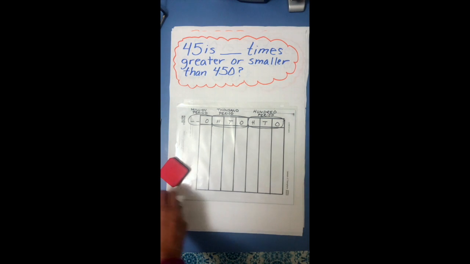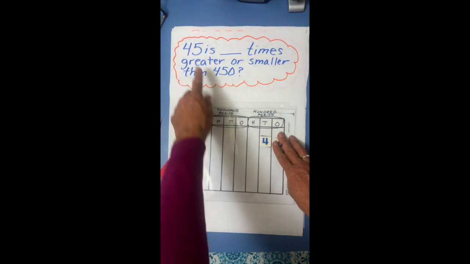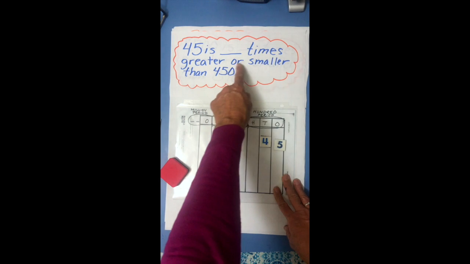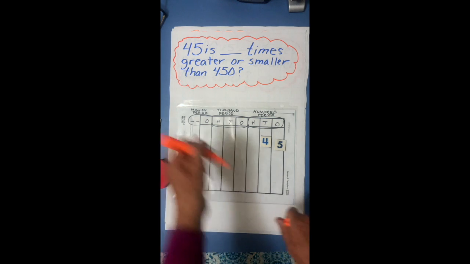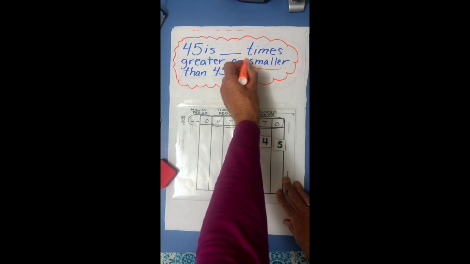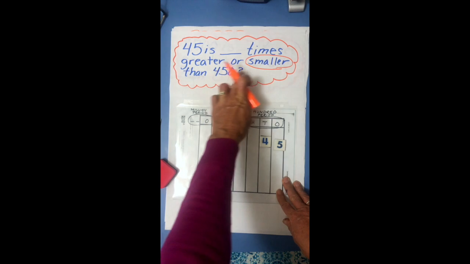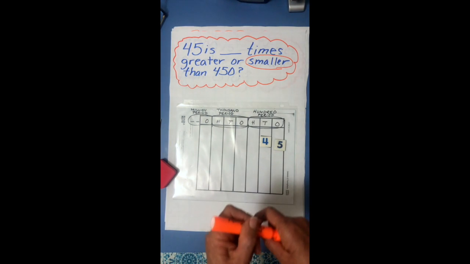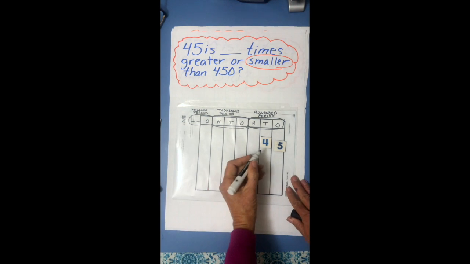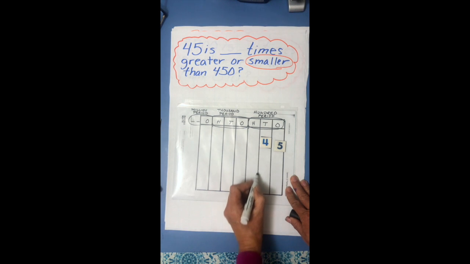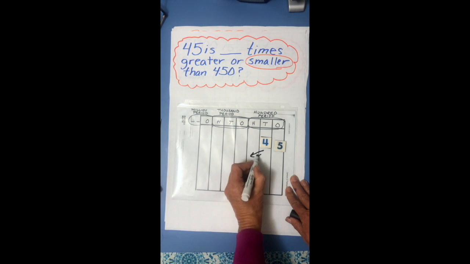All right, so let's say you've got the number 45. It says 45 is blank times greater or smaller than 450. Well, we know that 45 is definitely smaller than 450, and I would do that step first because this is kind of backwards thinking. So how could I make 45 be 450? Well, what I could do is go over one of these lines. So times it by 10.